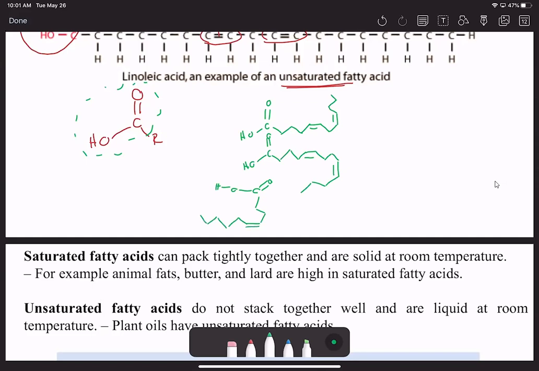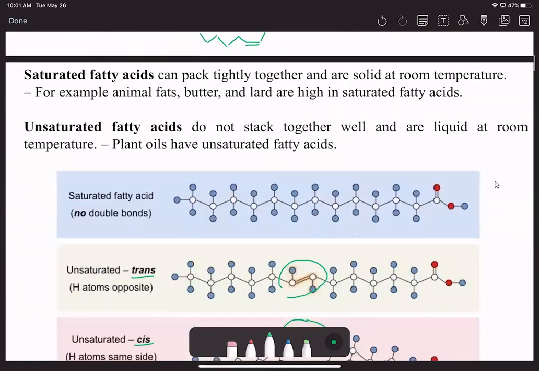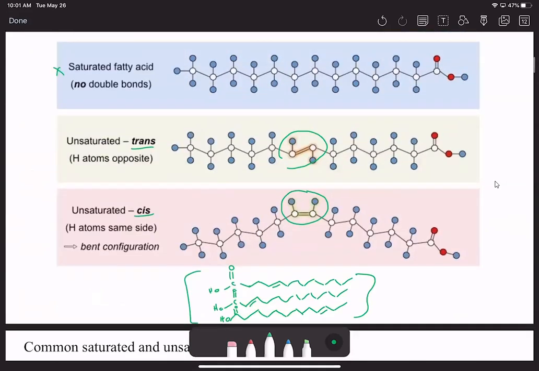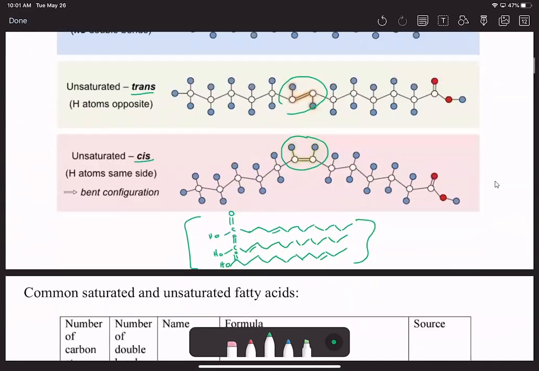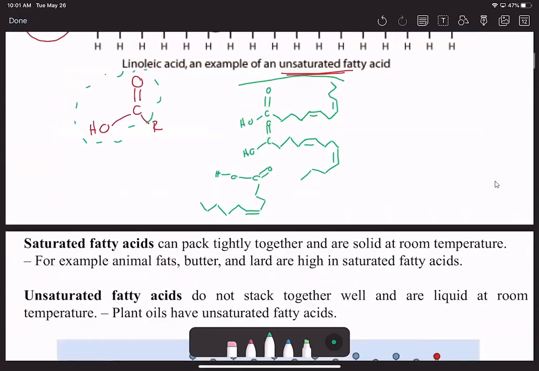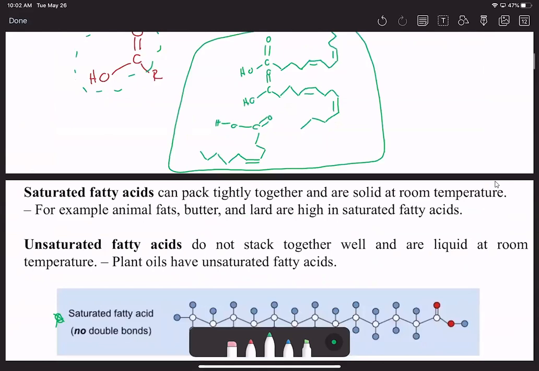And they just don't stack together very nicely. It's not like these here. These are trans fatty acids, and they do stack very nicely. It's one right on top of each other, just like a saturated fatty acid would stack together very nicely, right? Just stack one right on top of each other. But these cis fatty acids, like this, you can just tell by looking at it that they're just not going to stack together very well, and this is why they're liquid at room temperature.